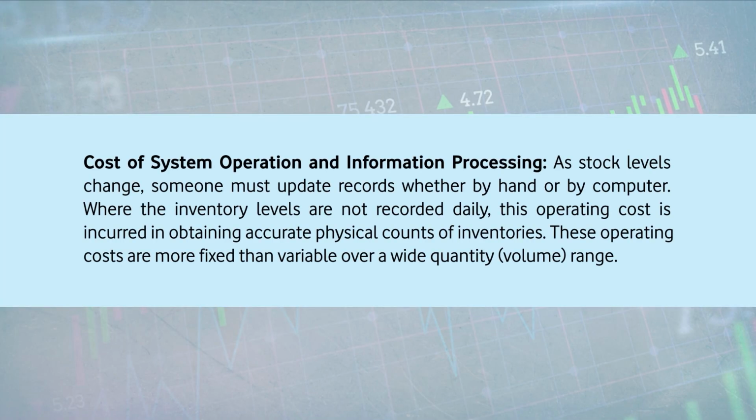Now, cost of system operation and information processing. As a stock level changes, someone must update the record, whether by hand or by computer, when the inventory levels are not recorded daily. This operating cost is incurred in obtaining actual physical counts of the inventory. These operating costs are much more fixed than variable over a wide quantity range.